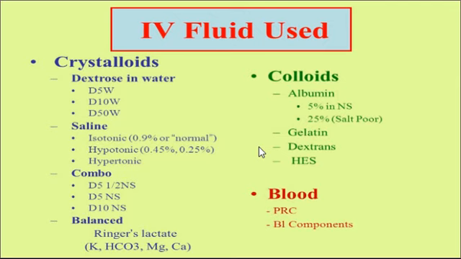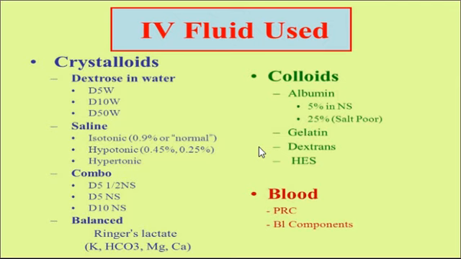Hypotonic. And I said on the previous slide that hypotonic means lower osmolality than the body fluids. So a hypotonic solution is, if isotonic is 0.9%, hypotonic is lesser, so it's 0.45%.